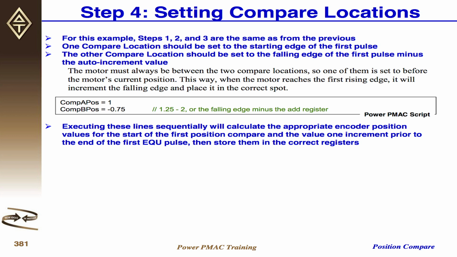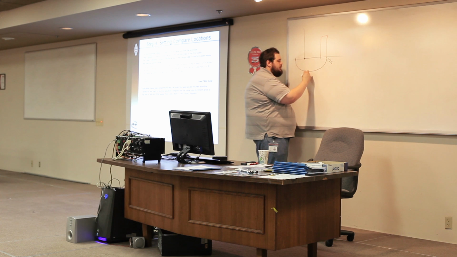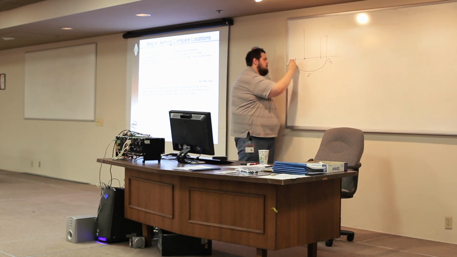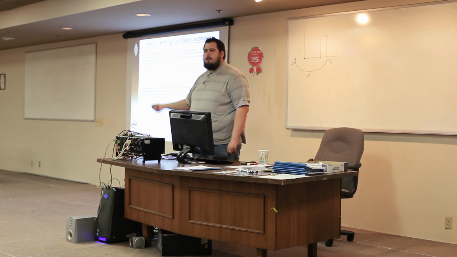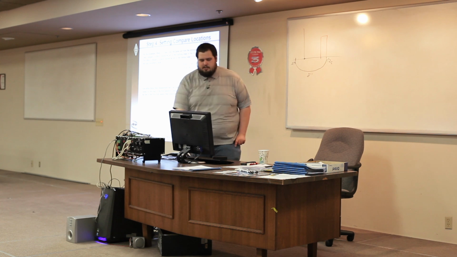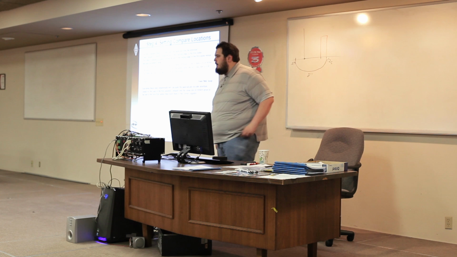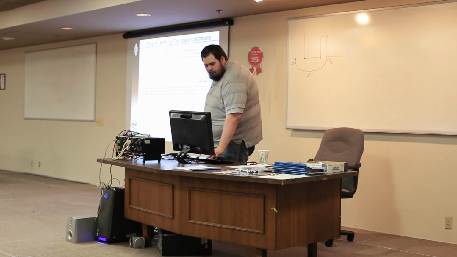So, for a case like this, we're going to set our Comp A position still equal to 1 inch, where we want the EQU output to turn on, but we're going to set our Comp B position equal to negative 0.75, which is 1.25 minus 2 inches. That way, as we reach the 1 inch mark, our Comp B will be incremented and end up where we actually want to see it. If you issue these two lines here, when we run the motion program, it will put them into the right registers and move for you.